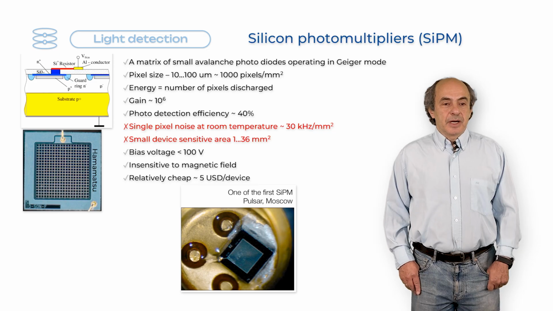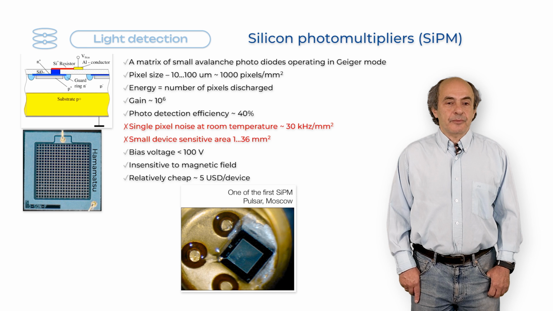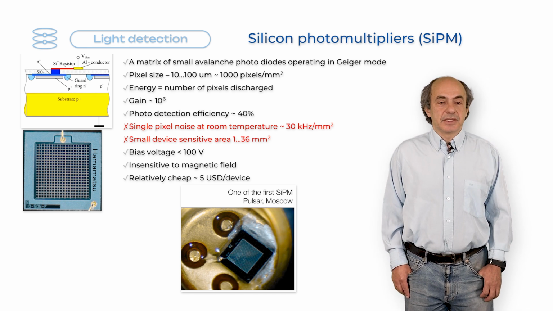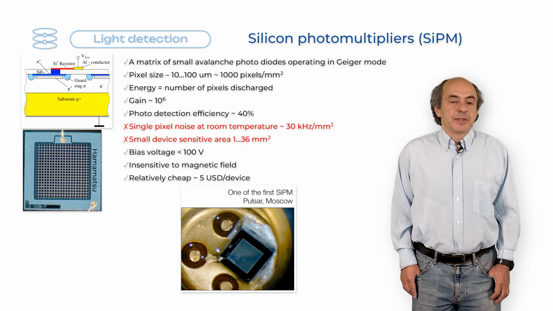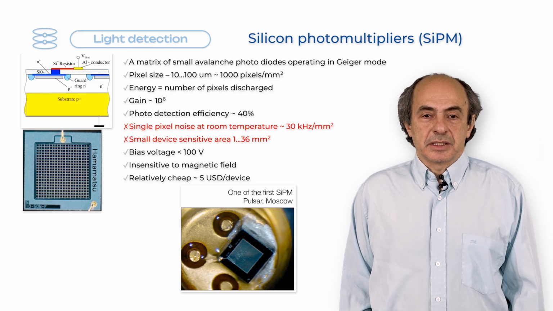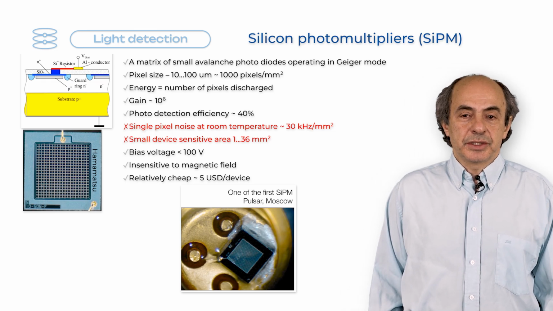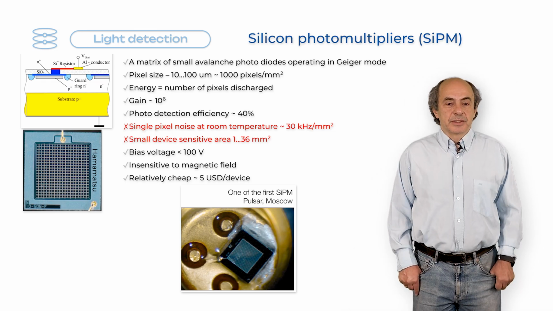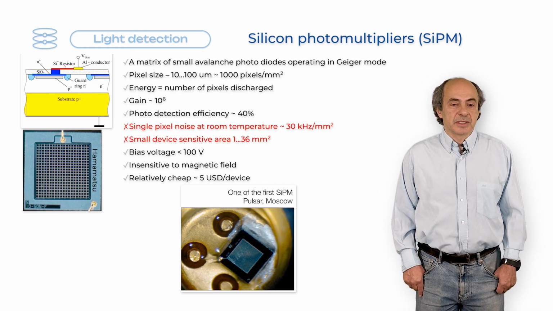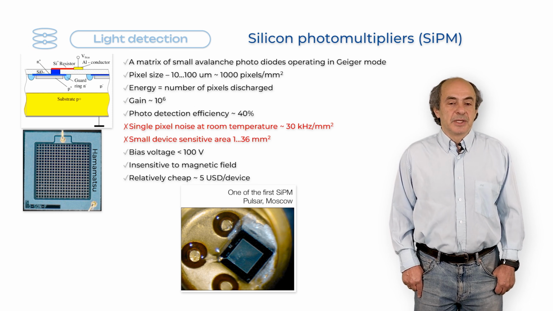We don't need very high voltage like for a photomultiplier tube. The typical voltage on a silicon photomultiplier is well below 100 volts. It's insensitive to magnetic field, and because it's just a piece of silicon, it's relatively cheap. The drawback of silicon photomultipliers is that because any electron hole pair in the sensitive volume can produce a discharge, it has larger single pixel noise, and at room temperature it is about several tens of kilohertz per millimeter squared. This limits the possible size of the device to tens of millimeters squared.